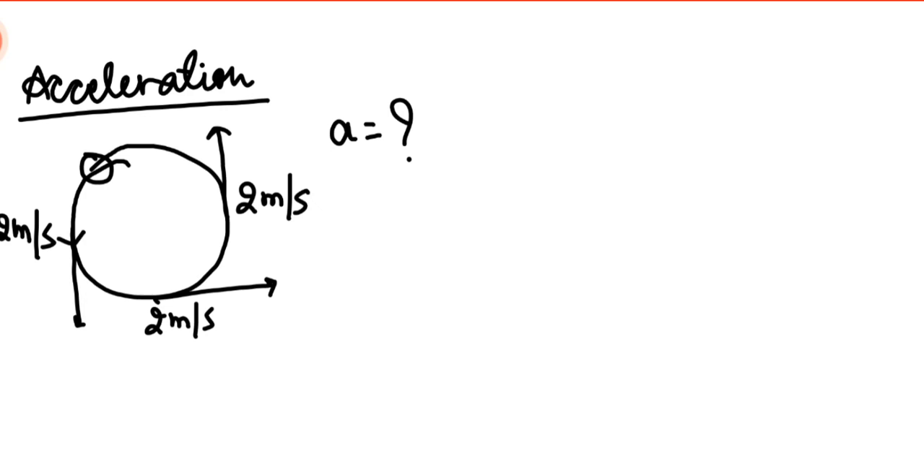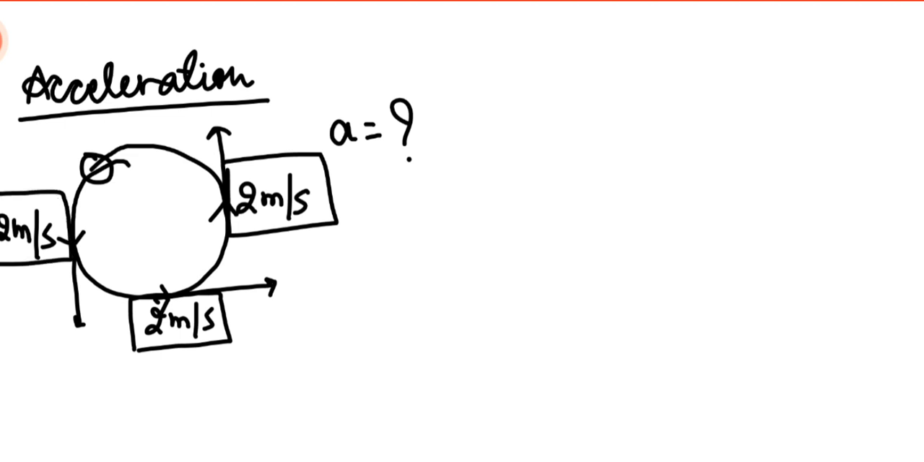Hope you have answered it. Let's see. Here I have asked, the object is moving in a circular motion, and the magnitude of the velocity is kept constant, that is 2 meter per second. But since acceleration is a vector quantity, and a vector quantity has magnitude as well as direction, here the magnitude is not changing but the direction is changing.